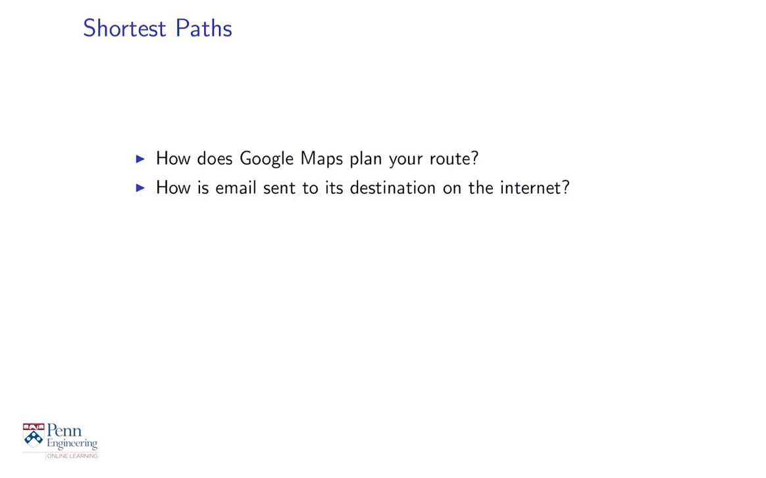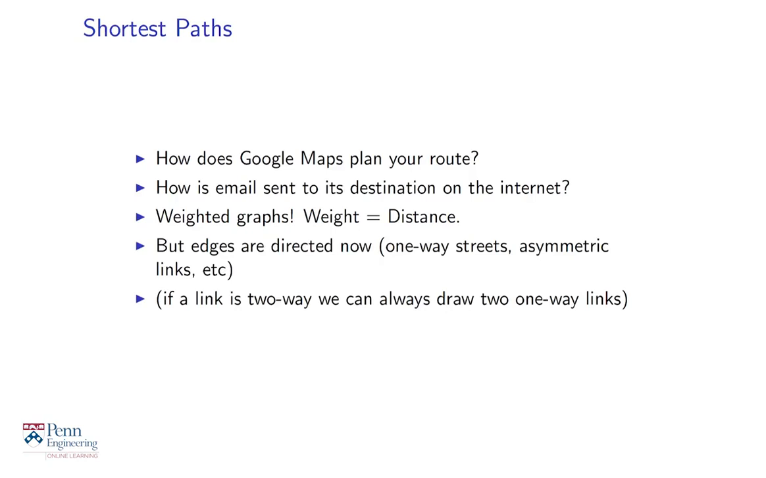And so in this segment and the next couple, we will see different variations of the shortest path problem and different algorithms for solving these variations. So we will, as I said, use weighted graphs. The weight will be the distance of an edge in this case. The distance could represent cost, it could represent various other parameters, we don't care, but it's just a number. But the graphs are directed now.